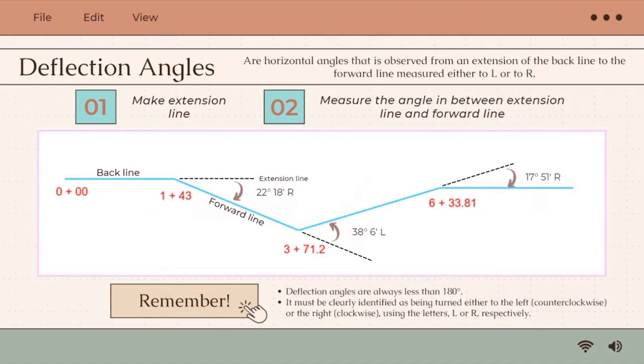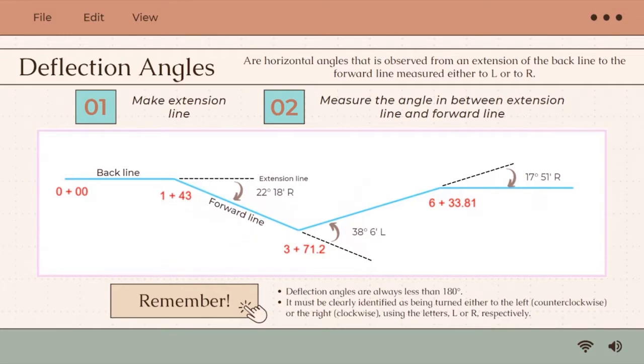The main difference between this traverse and the previous one is that the other one is a closed traverse, since the last station ends where it started. But this is an open traverse, so the last station ends somewhere else except from its starting position. So in order to get the deflection angle, the first thing we need to do is to make an extension line of the backline. And this can be done by simply extending the backline forward. So if this is our backline, we have to extend this backline forward and this becomes our extension line. And the angle between the extension line, which is this one, and the forward line, which is this, is what we call the deflection angle.